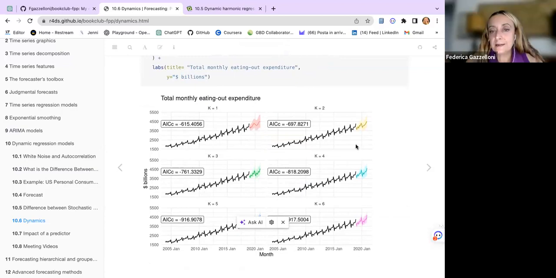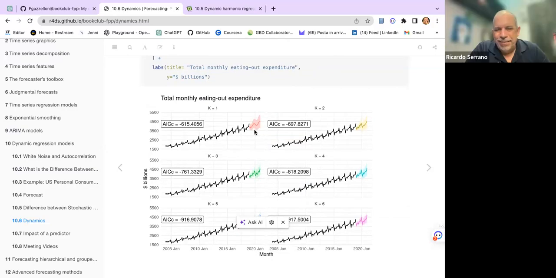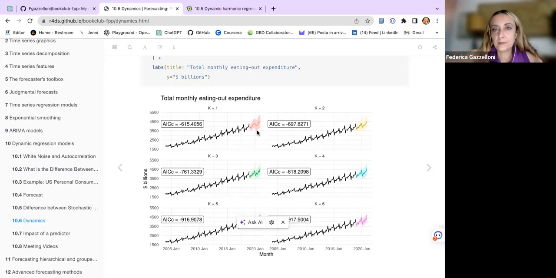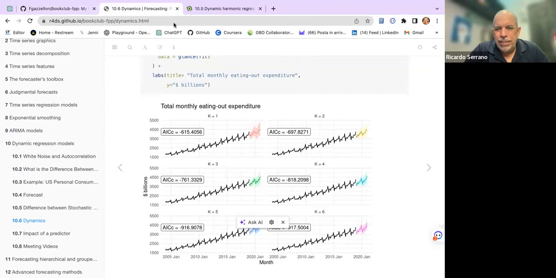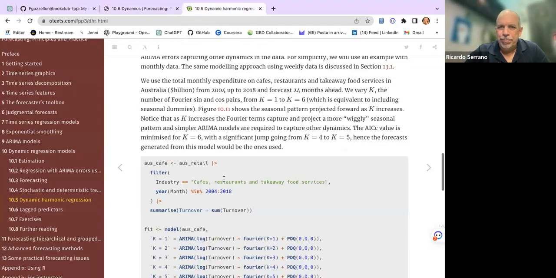So they are at risk of being a bit more complicated, while this can capture the trend better. At some point in the future, this one can miss it easily. According to the corrected AIC, the best model is the last one, K6, because that's the lowest. That's the highest negative, which is the lowest number.